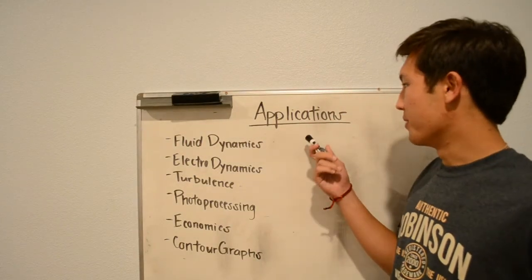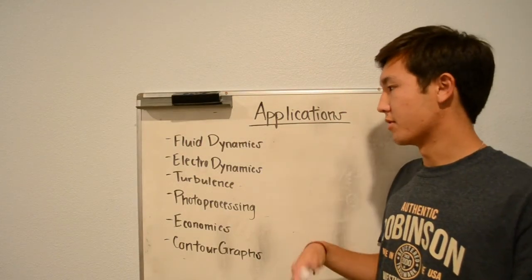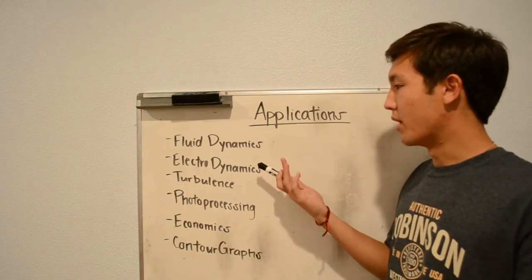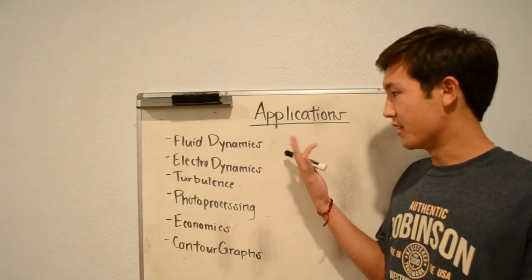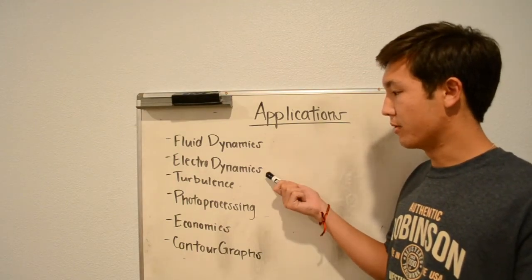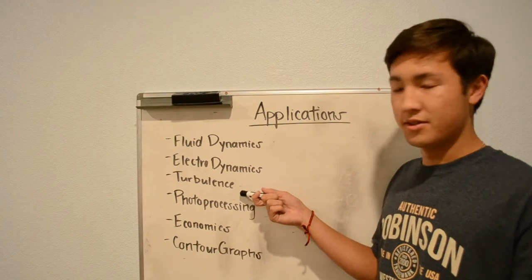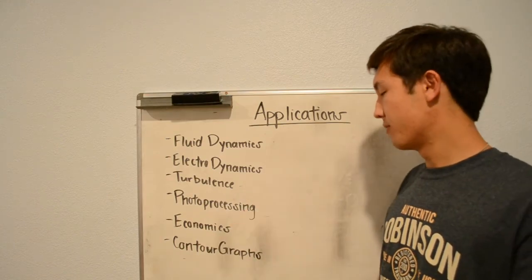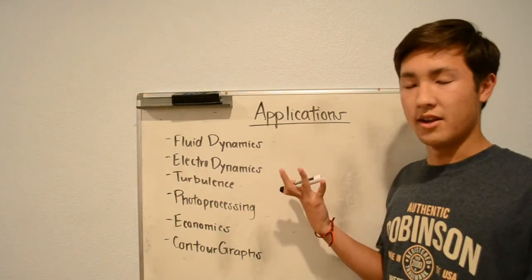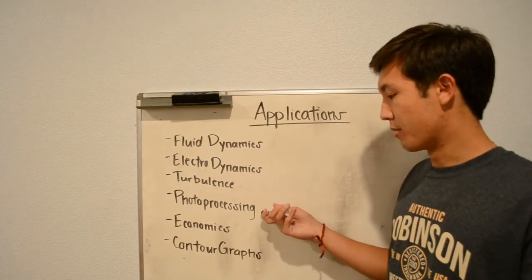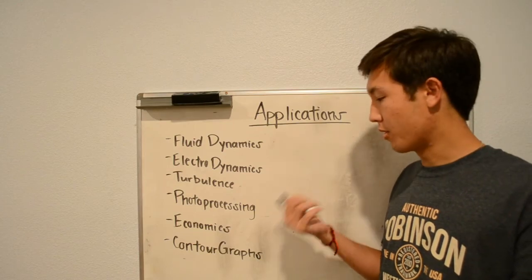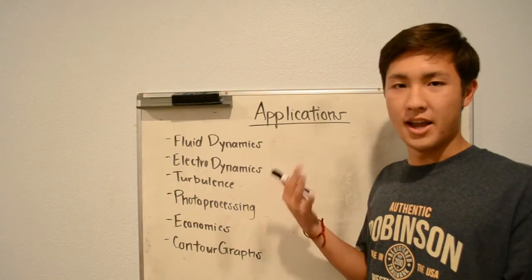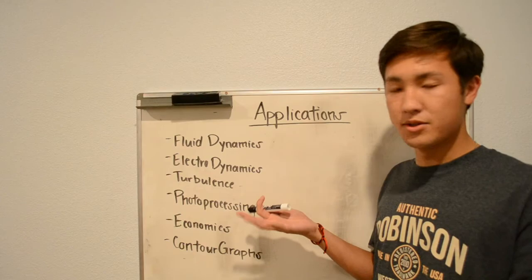Partial derivatives can be applied to many different parts of our lives. One thing it can be applied to is physics. In physics, it is in fluid dynamics, electrodynamics, turbulence, and in many other aspects of physics. It can also be used in areas that you wouldn't think, like photo processing. In photo processing, partial derivatives are used to better edge detection when you're resizing an image.